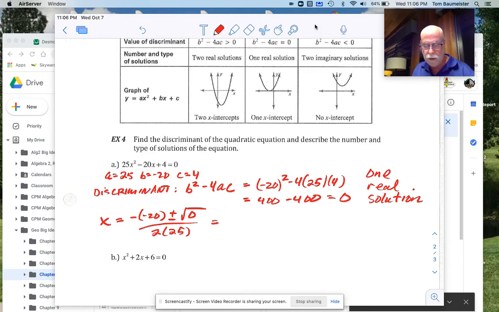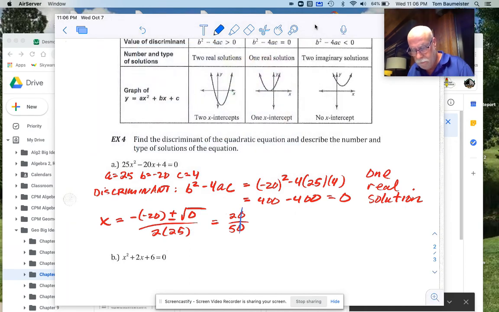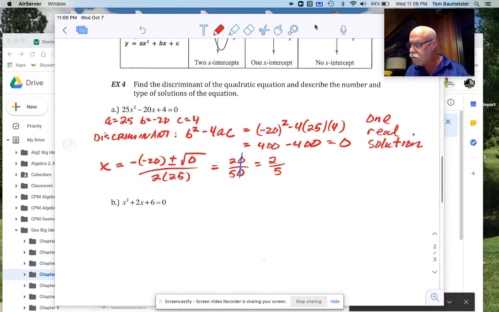All right. So on the top, a negative times a negative is a positive. So I'll have 20 over 50. If you remember, if I have matching zeros on the top and the bottom, I can cancel them. So my answer will now equal 2/5. And again, this is where we have to decide, does Big Ideas like you to keep it in a fraction or a decimal? All right. Guess we'll find out.